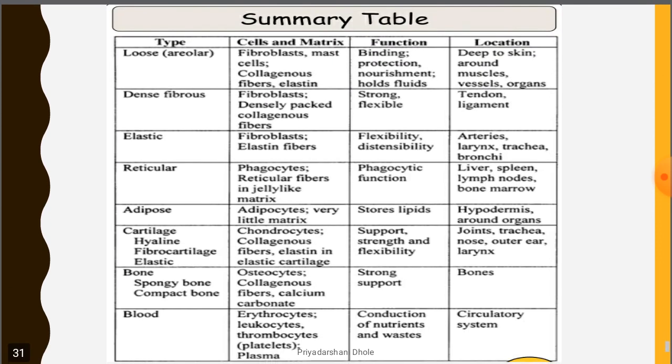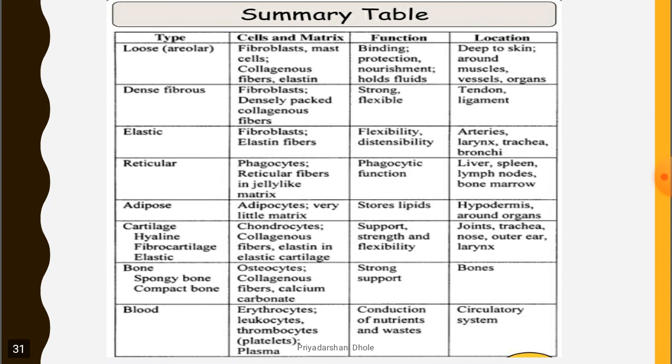Now, this is the summary table. In today's lecture, what we studied first was the loose areolar tissue, then cells and their matrix, their function and location. Function is binding, protection, nourishment, or it holds fluid. What is the location? Deep to the skin, around the muscles, vessels, and organs.